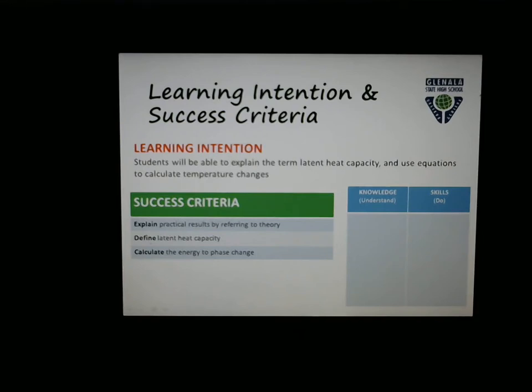Alright, so down here we can see we need to be explaining this term and we have a definition here. So our first knowledge is going to be, well, what is latent heat capacity? We need to know what these words mean. Second thing we need to know, well, what is a phase change? Because we're asking here to calculate the energy of a phase change. If we don't know what it is, we can't really calculate with it. And finally, under the skills, well, can we actually calculate that energy? Because we're going to apply that numeracy to these things.